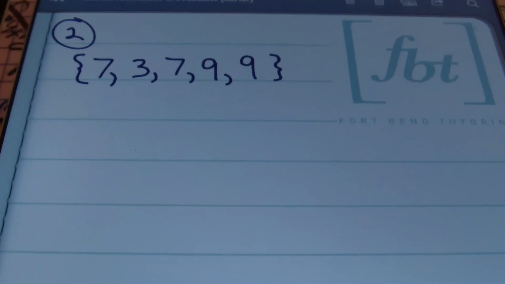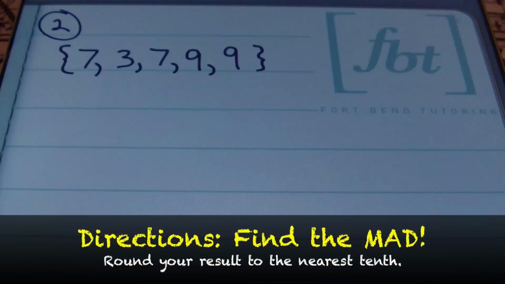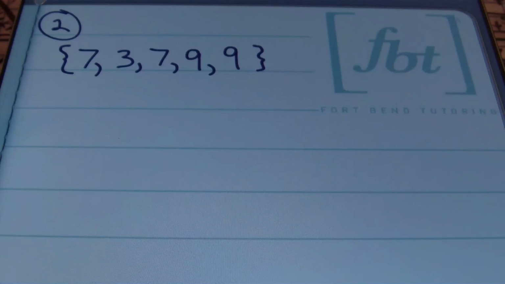All right. We now have problem number 2. And in this data set, we have 7, 3, 7, 9, and 9. Notice that we don't necessarily have to arrange this in ascending order. So it's not like we're trying to find the median here, where it is a must that you arrange your digits from least to greatest. You don't have to do that when you're finding the mean absolute deviation.